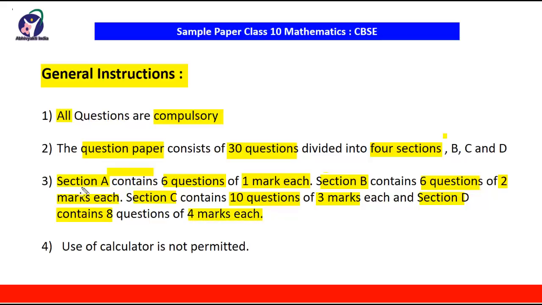Here once again I revise this. Section A will contain 6 questions and each question will have 1 mark. Section B contains 6 questions of 2 marks each, section C will contain 10 questions of 3 marks each, and section D contains 8 questions of 4 marks each, and use of calculator is not permitted in the examination. So these are the general instructions, and you have to read them properly during the examination time.